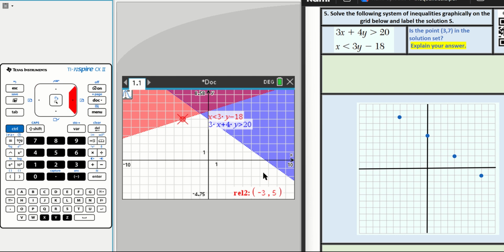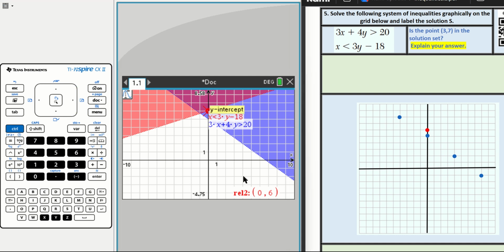0, 6 is a good starting point on the axes. So 0 for x, 6 for y. 1, 2, 3, 4, 5, 6. Right here. Oops, I want to make it red. 0, 6, the y-intercept point is on the graph. So now 3, 7. It went 3 to the right, up 1 for 7.